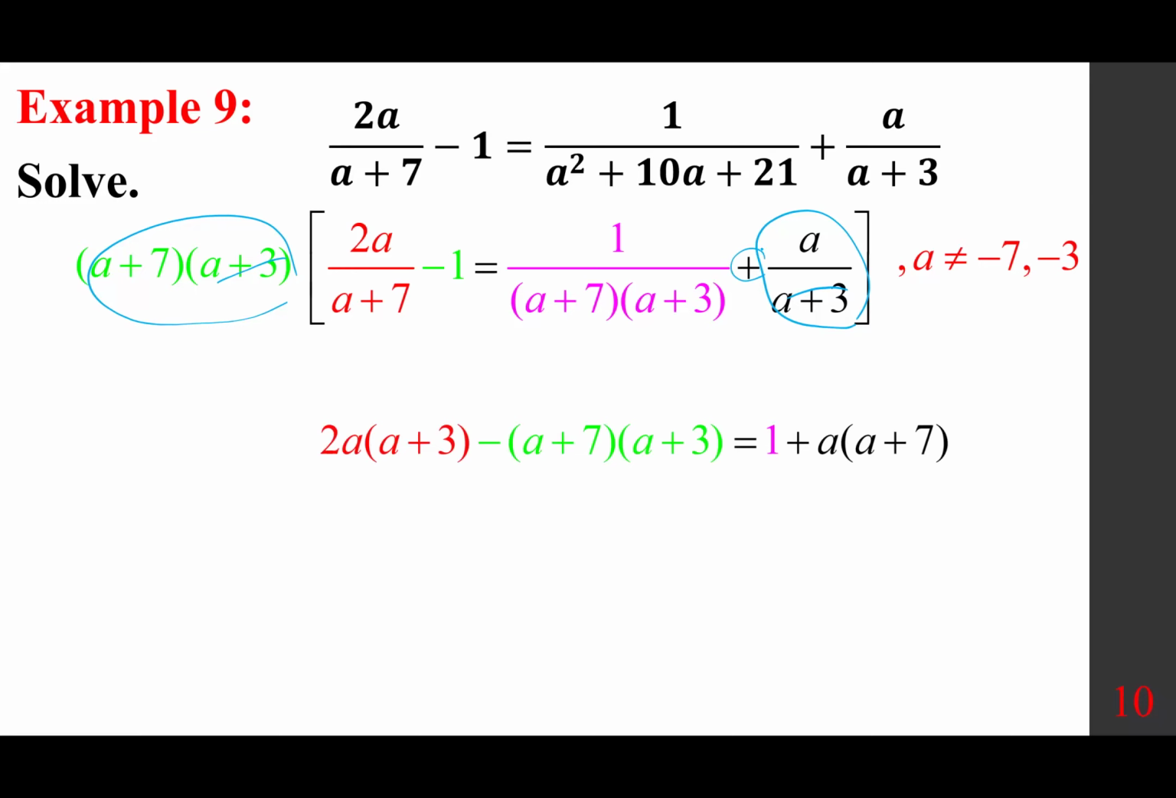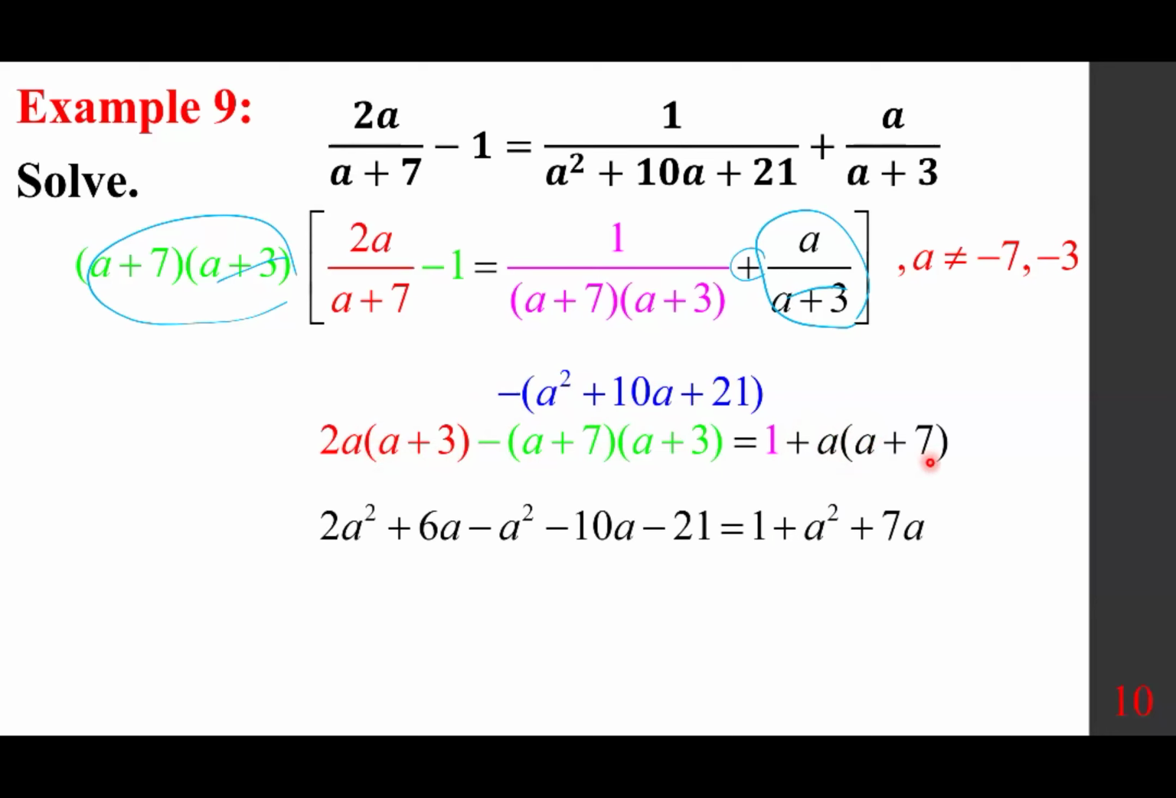So what happens next? All we have to do is distribute and simplify. First and foremost, we remember that this is the product of these two, so we have the negative sign in front of that. Same thing, we write it here because it was a product, and don't forget there's a negative sign. If I distribute the 2a, I get 2a squared plus 6a. This one, I get the same thing, everything changes sign: minus a squared, minus 10a, minus 21. The right side: 1 plus a squared plus 7a.